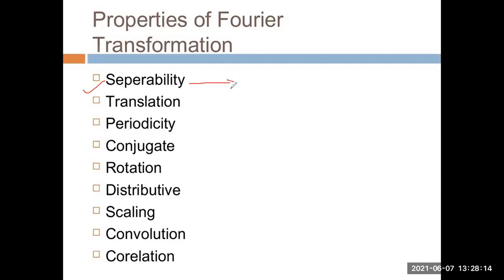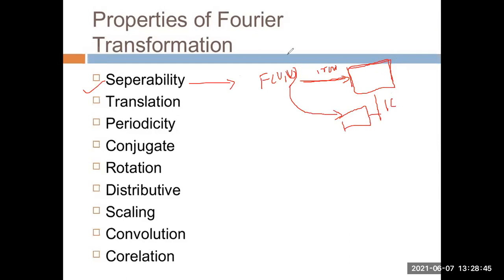So what does this say? Finding the transform of any image, that is finding F of u v, is equivalent to finding the Fourier transformation row-wise. Instead of finding the direct two-dimensional transformation, first we find the one-dimensional, row-wise transformation. Then I perform the column-wise transformation. Whatever image we get will be equivalent to performing the direct two-dimensional transformation.